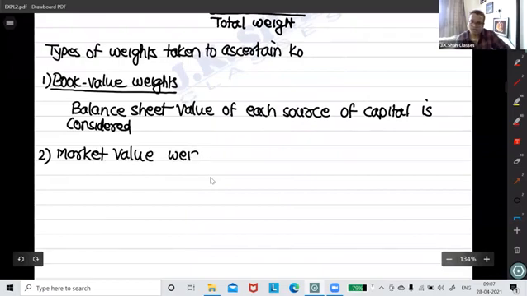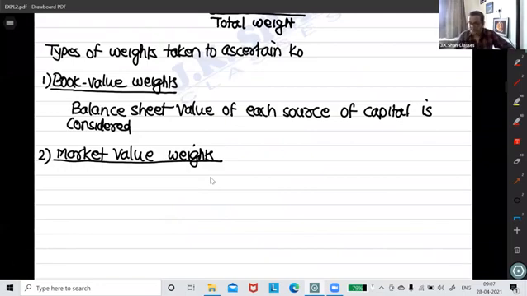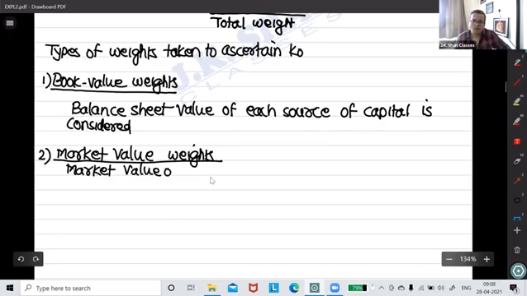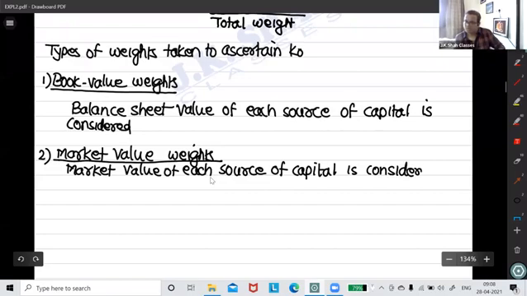Market value weights. What will we write? Market value of each source of capital is considered. Market value of what? Each source of capital is considered.